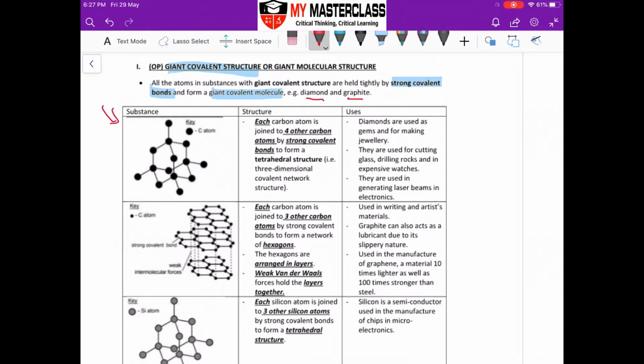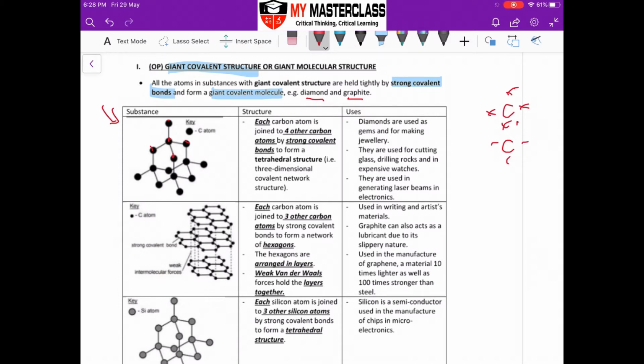Look at this picture over here. This is the structure of diamond. Each black dot over here is a carbon atom. Carbon is in group 4, so it has 4 valence electrons. One carbon atom is bonded to another 4 carbon atoms. This is carbon atom number 1, and it is bonded to 1, 2, 3, 4.